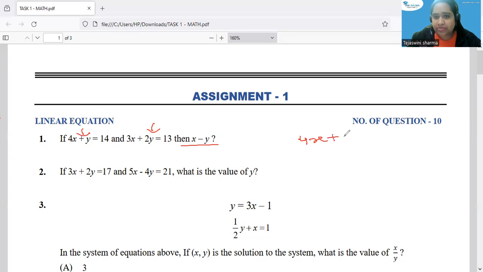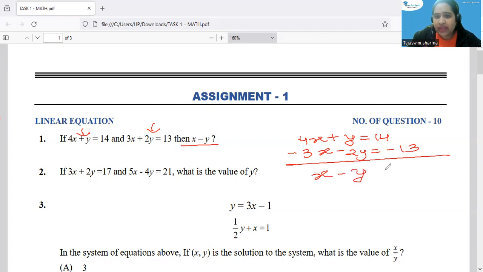4x plus y is equal to 14, and from it we subtract 3x plus 2y is equal to 13. So what will you get? You will get x here, minus y here, and then you will get 1. So the value of the expression x minus y is 1. So the answer is 1. You can cross check it. This was the short method directly.